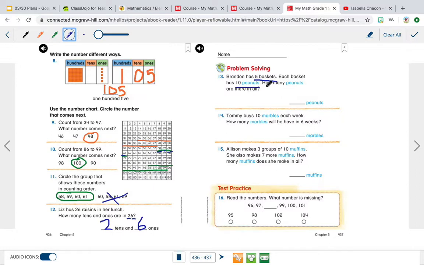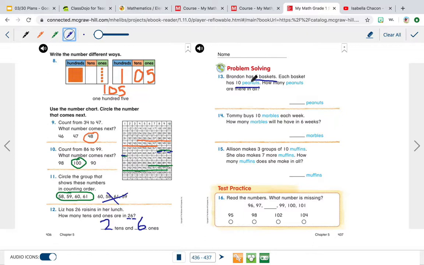Well, we know how to skip count, right? How to go 10, 20, 30. We know how to count by tens. We used to do that every day at our calendar. Why don't we count by tens right now? I think we could do that. But we have 5 baskets. So am I going to count by tens all the way to 100? No, I don't think so.